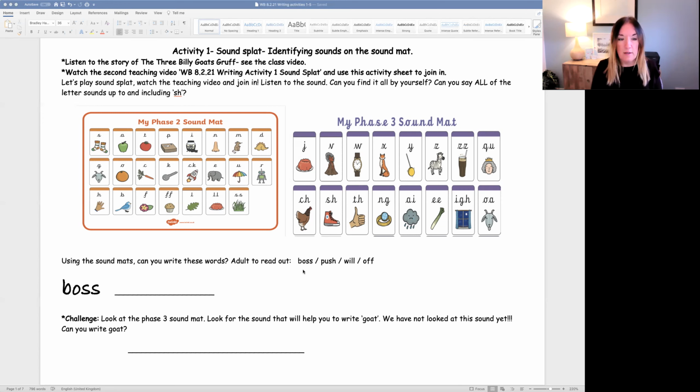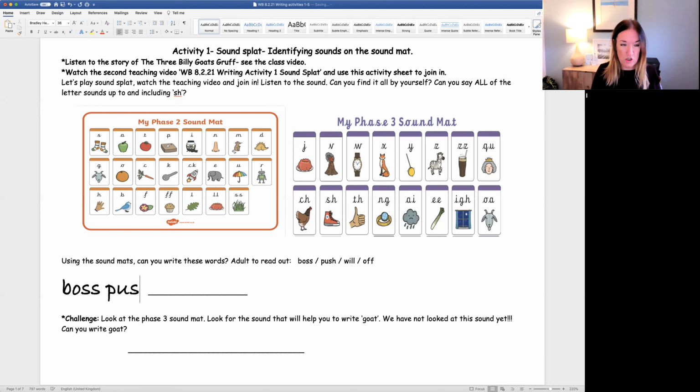So, let's see if we can do that together now. When we write push, let's say it, push. Let's sound it, p, u, sh. And now let's find it on our word mat, our sound mat. We have p, u. What makes the sh sound? Let's find sh over here where the shoe is. So we're ready to write it now. We copy from our sound mat. P, u, sh. Two letters making one sound.